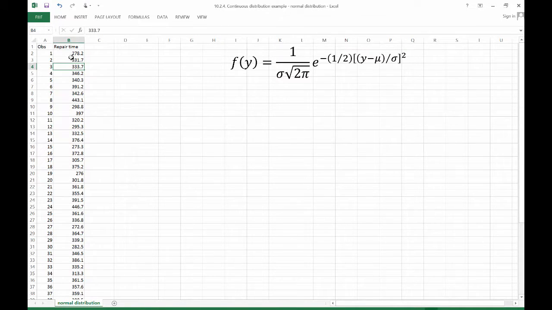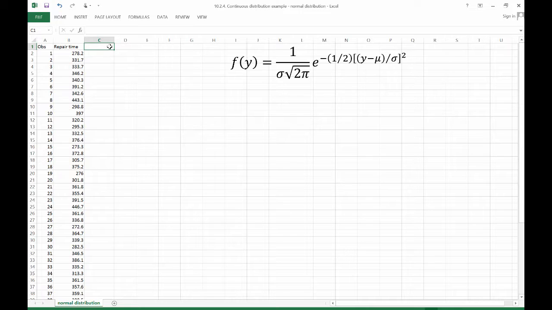And so what we want to do is find the optimal values of mu and sigma that give us the best normal distribution for these 50 observations. That's essentially what we're doing with the method of maximum likelihood. We want to maximize the likelihood that these observations came from a normal distribution with particular values of mu and sigma.